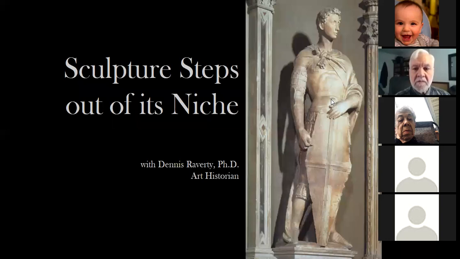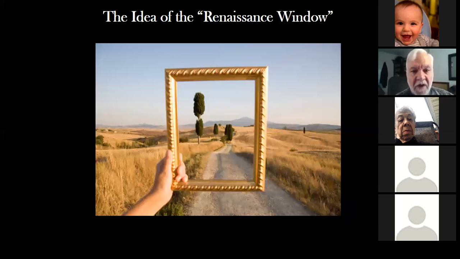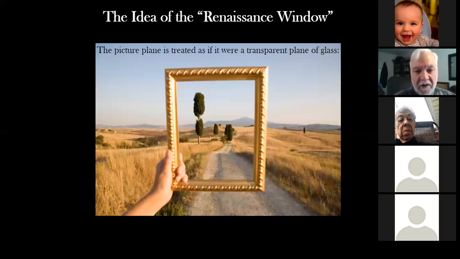Okay, so just a recap of recent things. We've compared the depicted space of late medieval art, like this Giotto, where there seems to be kind of a shallow space, with a deep space of perspective. And perspective is really based on the idea of the Renaissance window. That is the picture plane, or the surface of the picture, whether it be a panel or a canvas or a wall even, is thought of as if it were transparent. So then instead of seeing figures on the wall, we seem to look through the wall to another world.